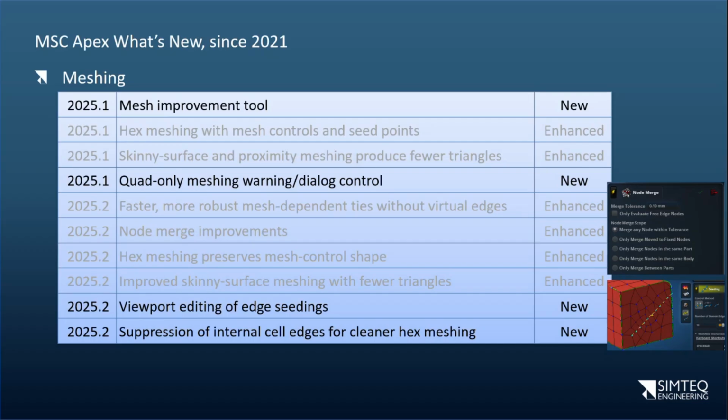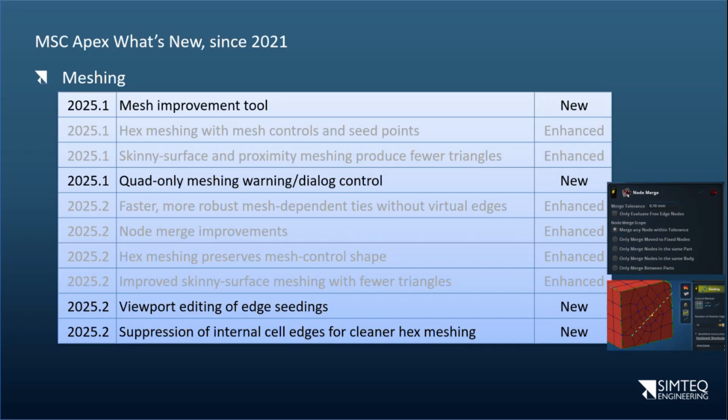Bring us to the last slide on meshing. So again, mesh improvement tools that were added: hex meshing with mesh controls and seed points. We improved skinny surface and proximity meshing that produced fewer triangles. That's a new enhancement. And then the quad-only meshing warning and dialog control.